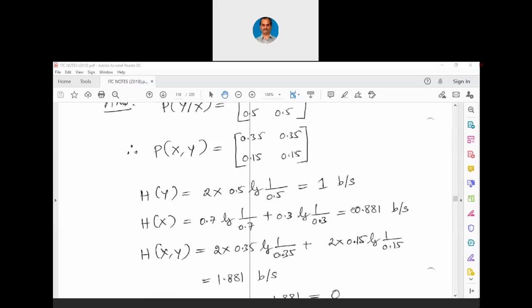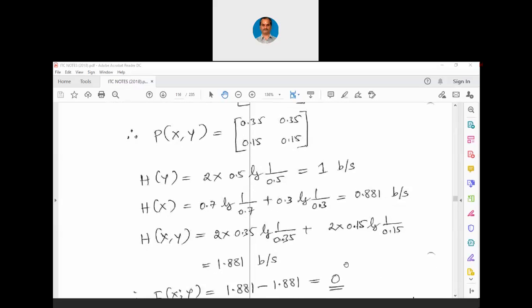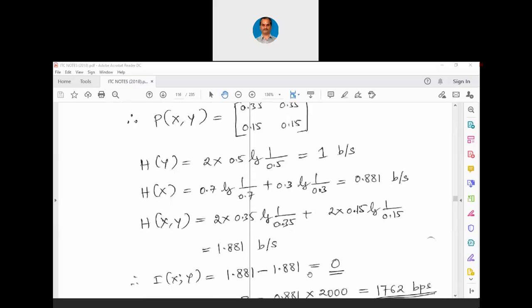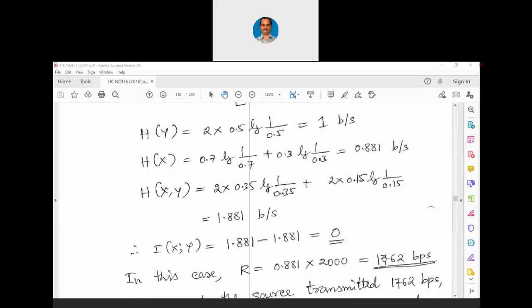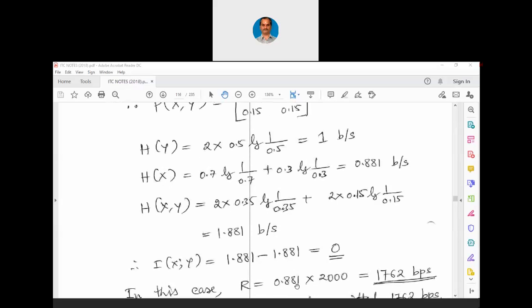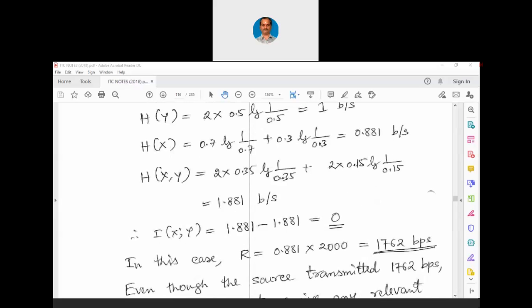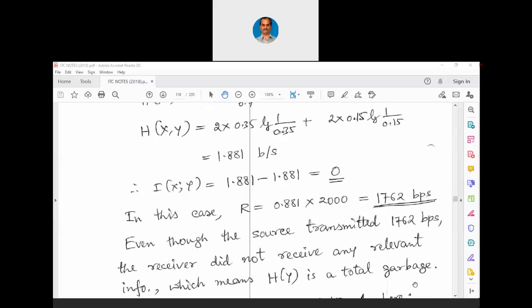Now here it is 1, here it is 0.881, 1.881 minus 1.881, that is going to be 0. So mutual information content is 0. In this case, R is 0.881 into 2000 symbol rate. So 1762 bits per second or 1.762 kbps. Even though the source transmitted 1.762 kbps, the receiver did not receive any relevant information, which means H(Y) is a total garbage.